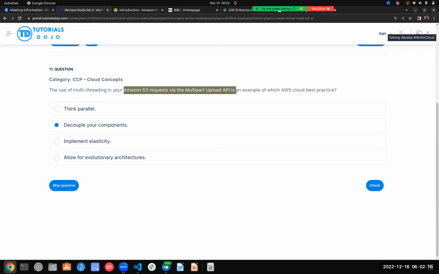So maybe you need to remember what is multipart upload. How does it work? Anyone knows how that works? I think of D, allow for evolutionary architectures. Okay, so different views. But who can explain how multipart upload works? Because that could help give an idea of what the answer is. Okay, let's just leave the first one there and check.